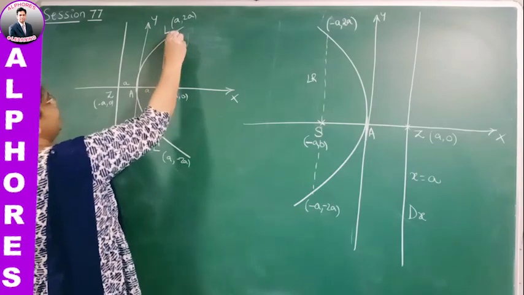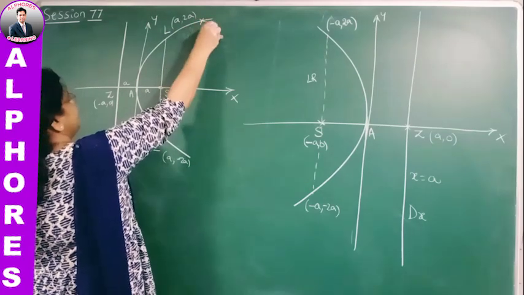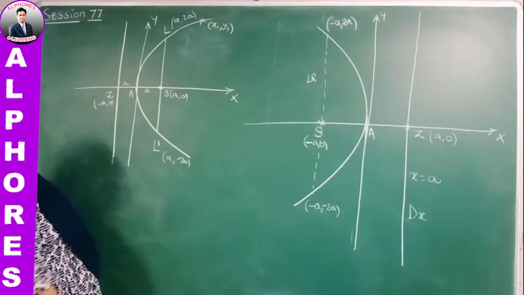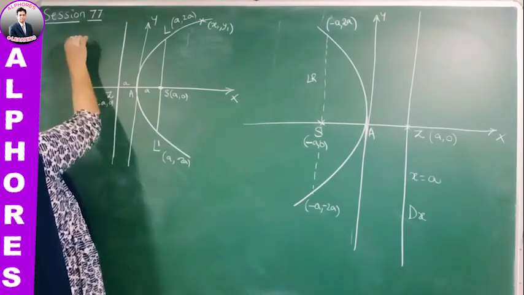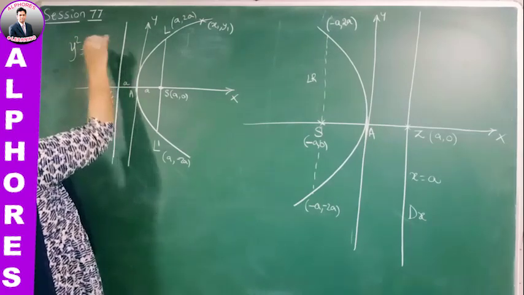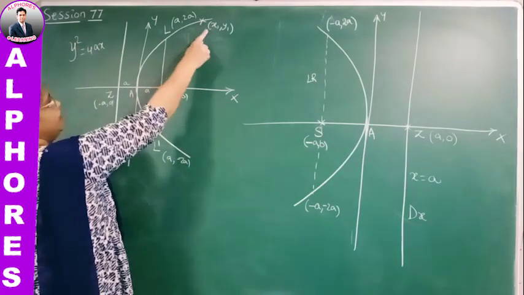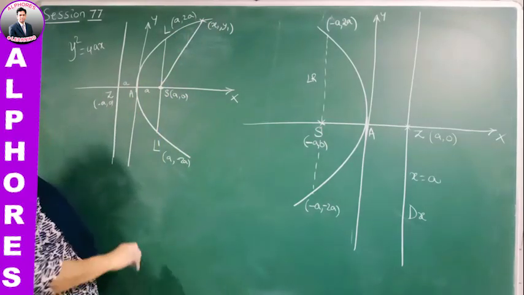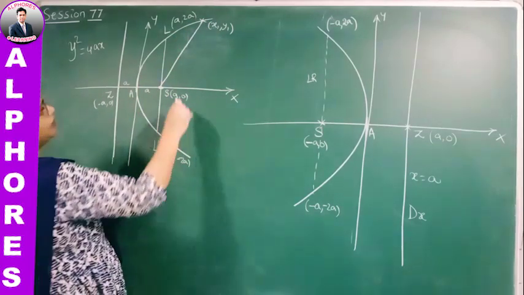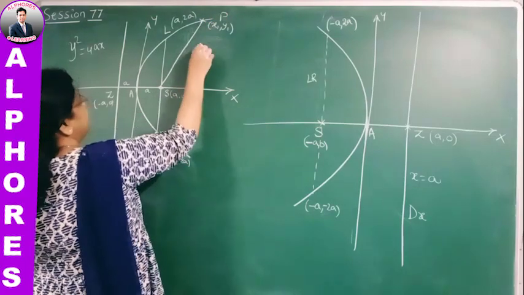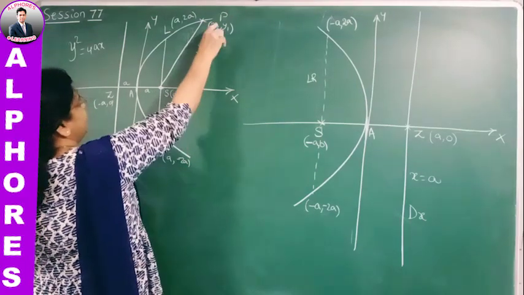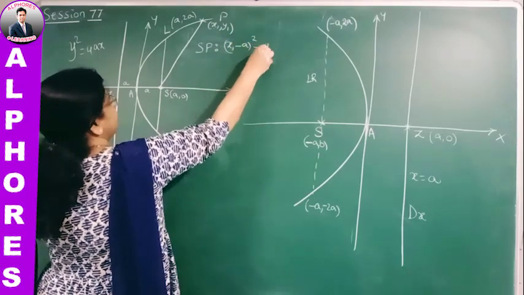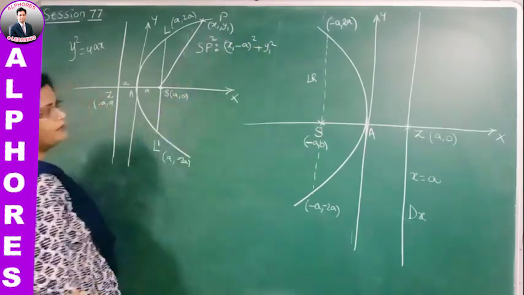Suppose I take one of the points as x1 comma y1, which is any point on the standard parabola, and the equation is y square is 4ax. I want to find the focal distance. Now, to find the focal distance, students, what is our formula? SP. This distance we require, and using the distance formula, it is the square root of x1 minus a whole square plus y1 square.